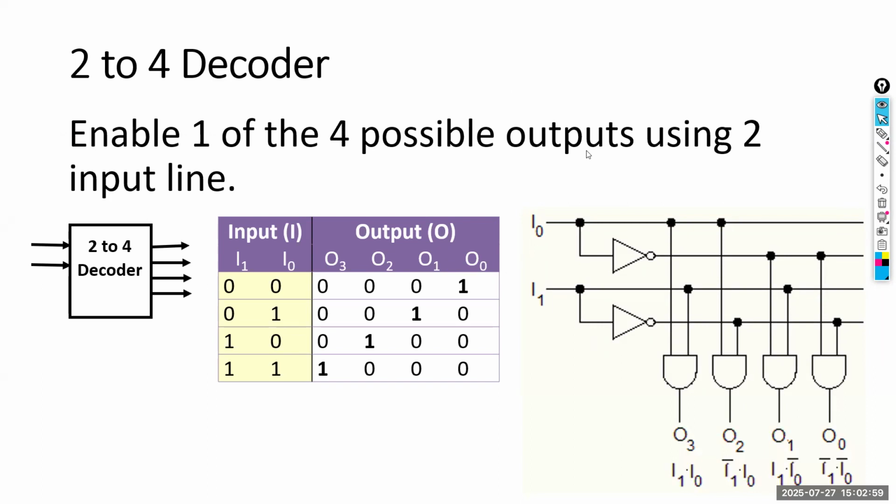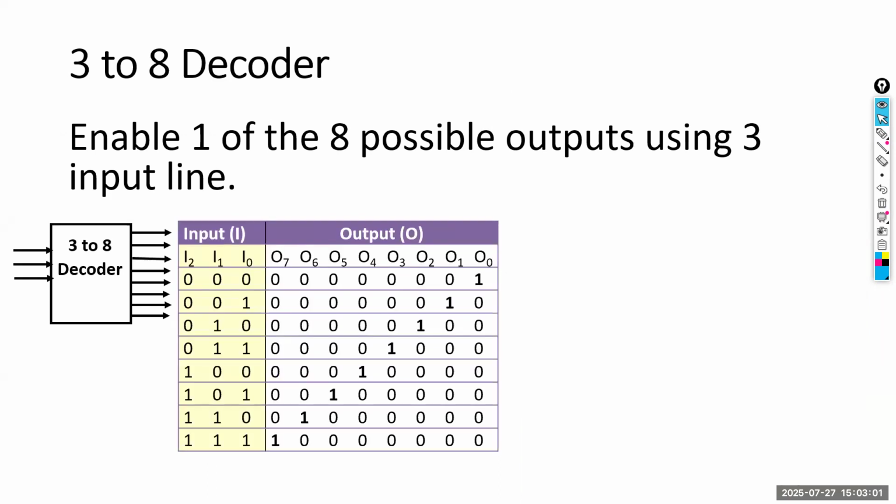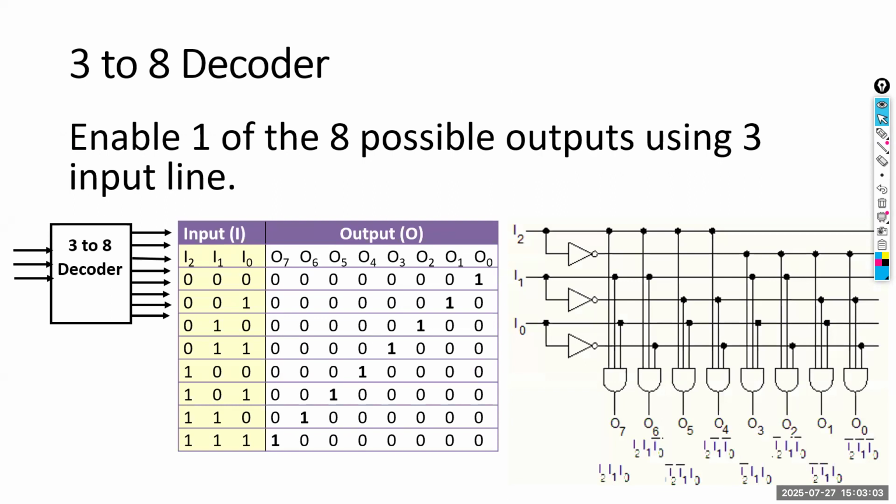Okay. Right. So similarly, we can build 3 to 8 decoders. Same concept, right? 4 to 16 decoders, 5 to 32 decoders, and so on. And it's a control circuit, control component. Controlling is very important in digital electronics.